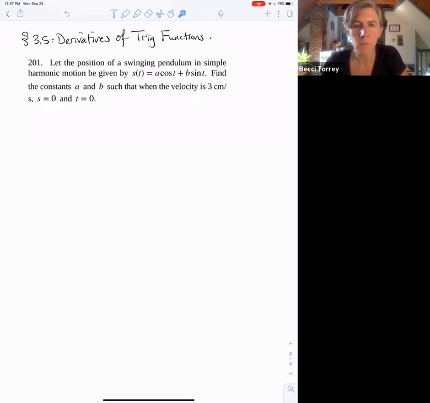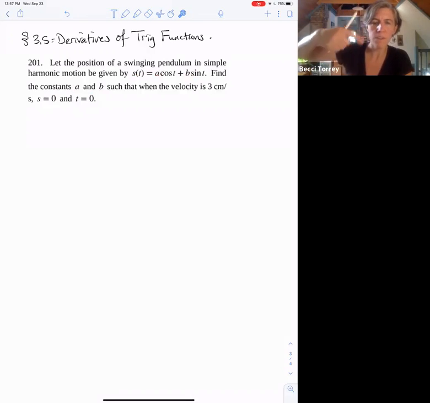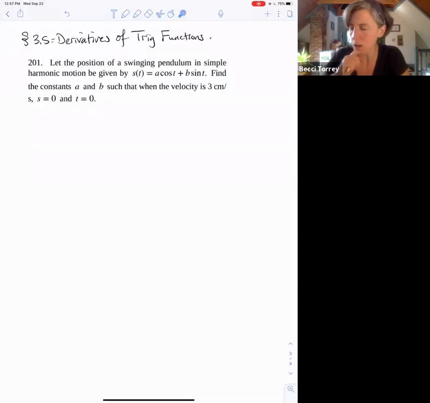It's a swinging pendulum, so something's going back and forth, simple harmonic motion, and they've given us this formula. And then we need to figure out what a and b are. Always remember what the question is: find the constants a and b. And they've given us this information that when the velocity is 3 centimeters per second, s is equal to 0 and t is equal to 0. So velocity is related to position. How? You should know this, right? The derivative of position gives us velocity.